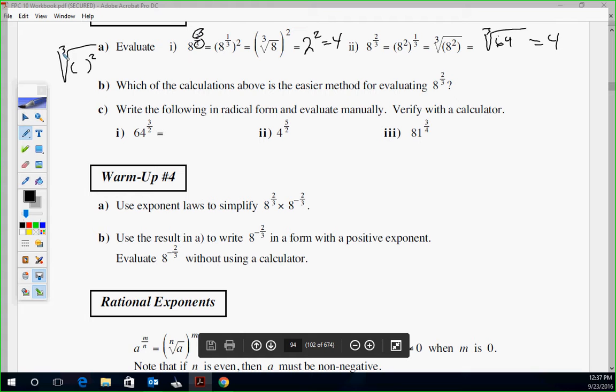Okay, so which of the calculations above is the easier method of evaluating? I'd probably say the first one for me, but this is preference, so you can't really be wrong, but I'd say the first.